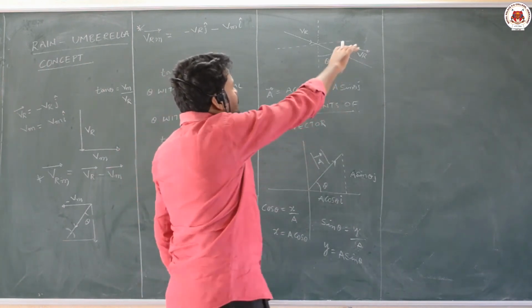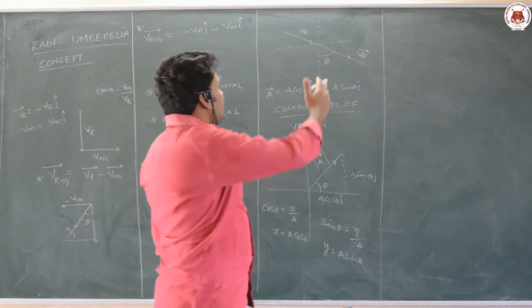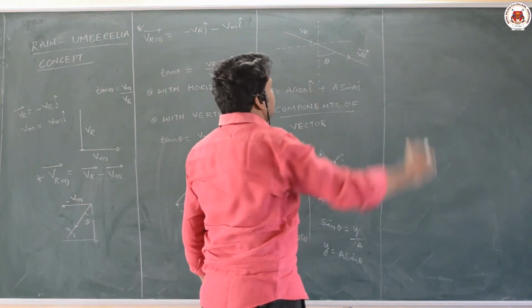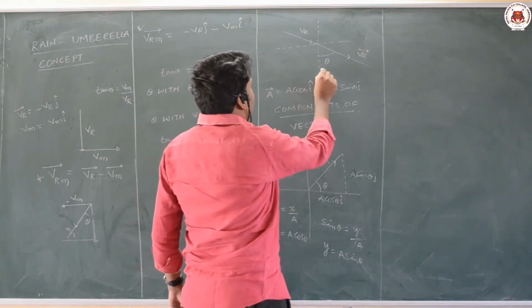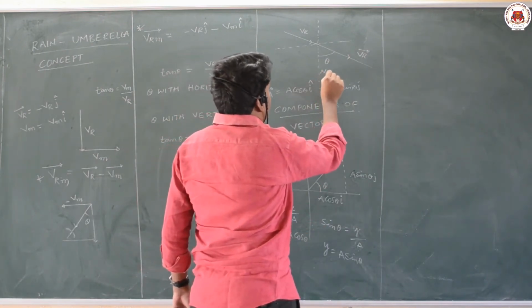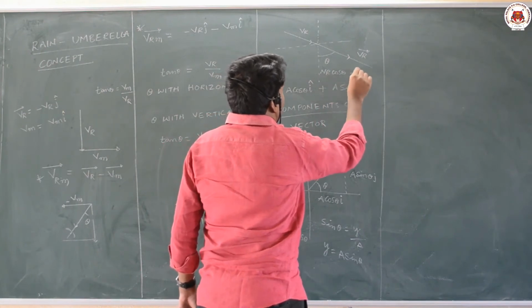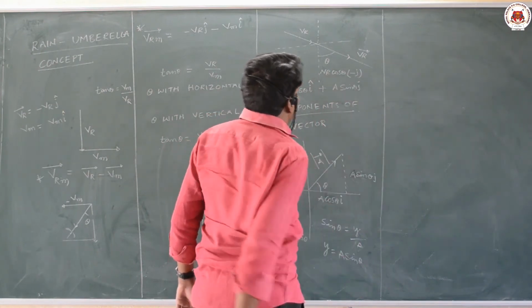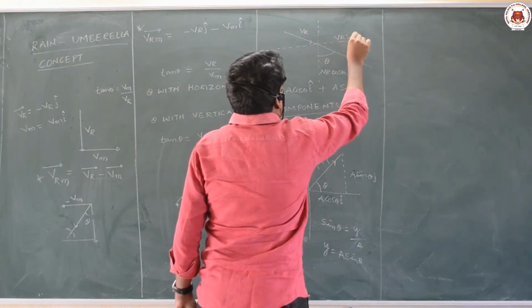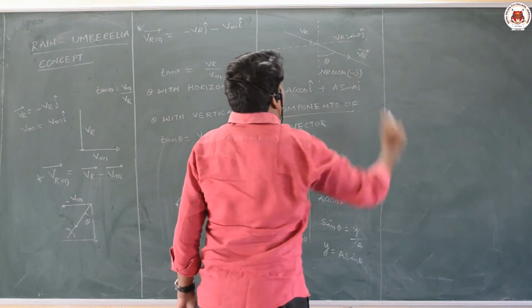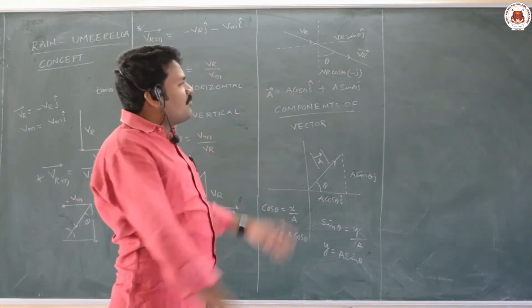So this velocity of rain also you can resolve into 2 components. One is along x, another one is along y. So theta is with y here. So here I can write Vr cos theta minus j, and Vr sin theta plus i.